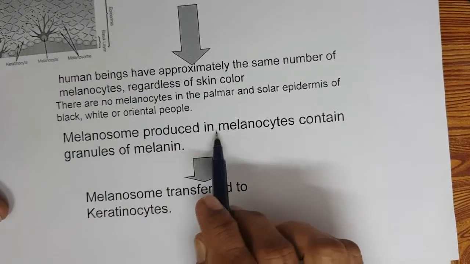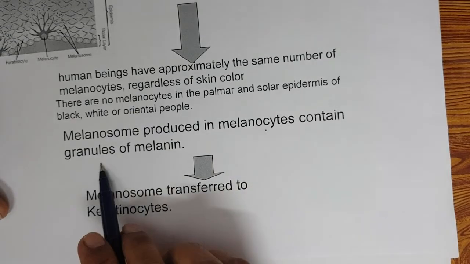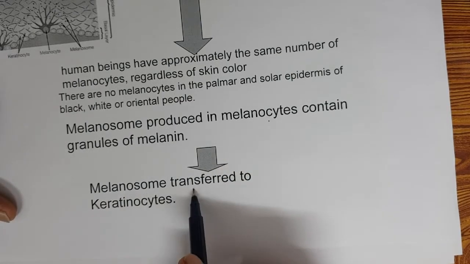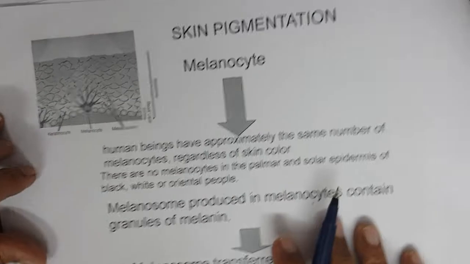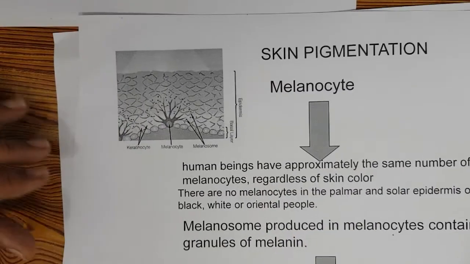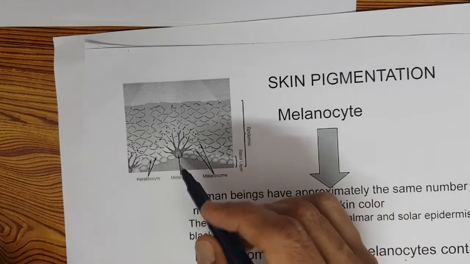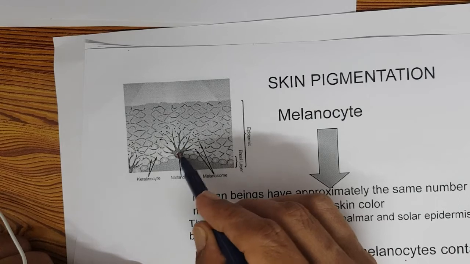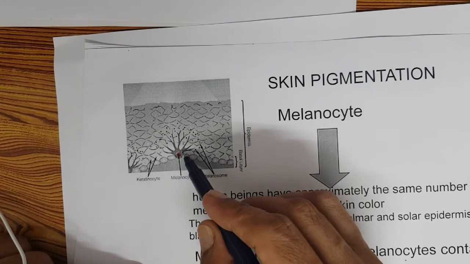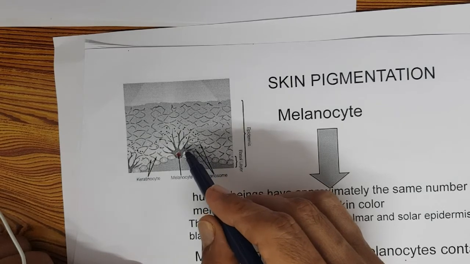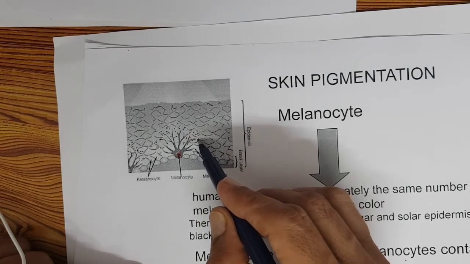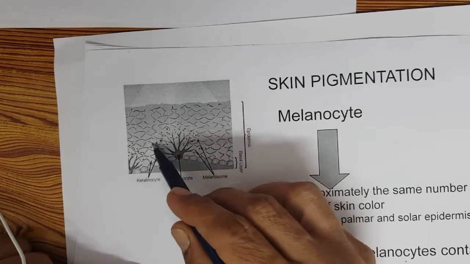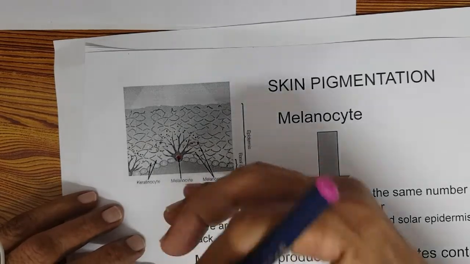Melanosomes produced in melanocytes contain granules of melanin, and melanosomes are transferred to keratinocytes, right? This is another pictorial depiction, where this is the melanocyte. It is a pigment-producing cell that produces melanosomes, and through this dendrite these melanosomes are transferred to keratinocyte cells, right? That is how it comes out.